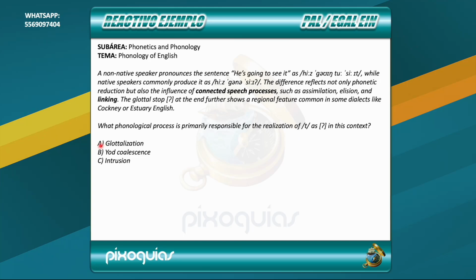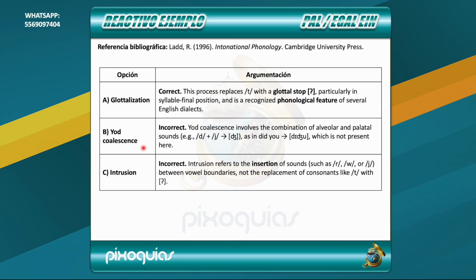A. Glottalization. B. Yod coalescence. Or C. Intrusion. The correct answer is A. Glottalization. This process replaces T with a glottal stop, particularly in syllable-final position, and is a recognized phonological feature of several English dialects.